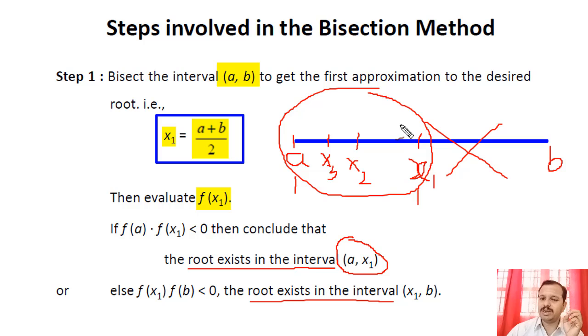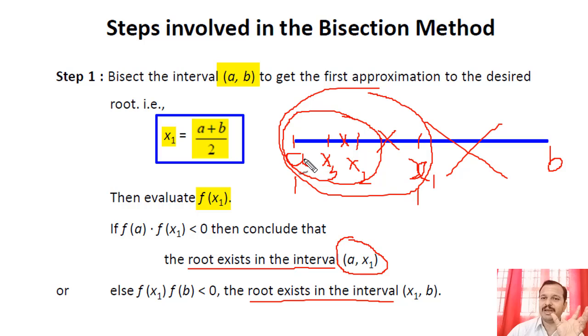Now we are assuming the root is in this portion, and by using the same formula we got x3, and we have ignored this part. In the next steps we will be concentrating only on this part. We compute f of x3, and we look at the sign of f of a and f of x3. If it is opposite, we say that the root exists in between these two. In that case we ignore this portion and concentrate only on this part. Again we subdivide this smaller interval.